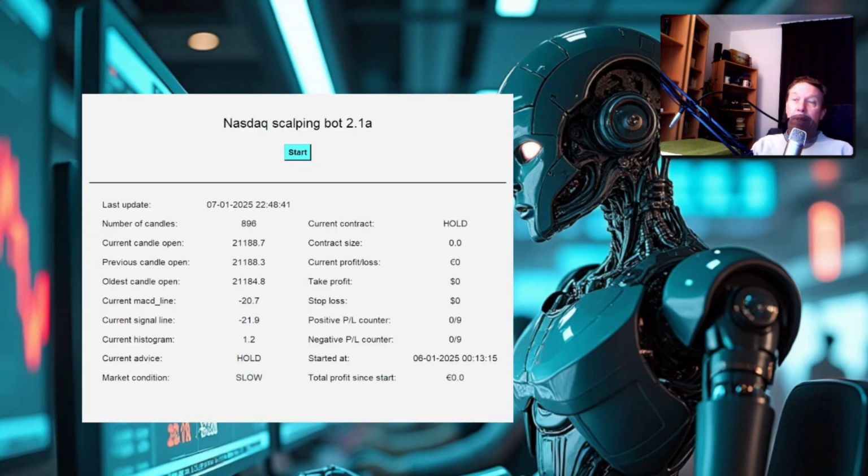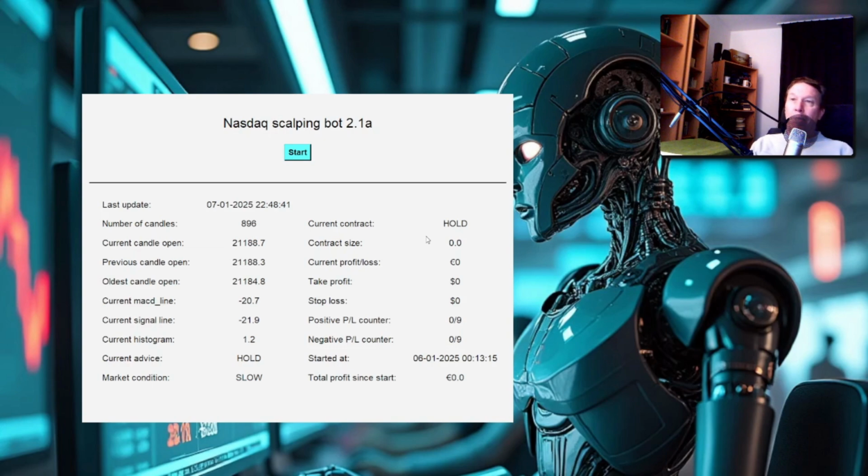And if we look at the bot, we see we had 896 candles, and the bot has been running since yesterday night, 12:15. So it's running for 2 consecutive days now. And we have nothing to report about. There is nothing going on.